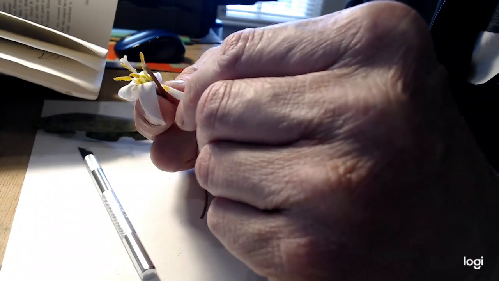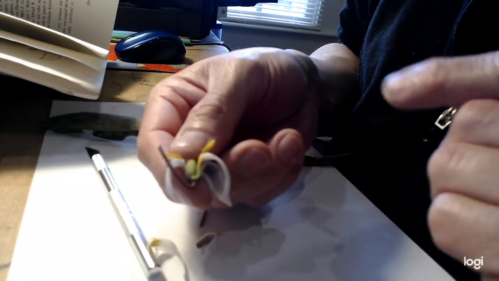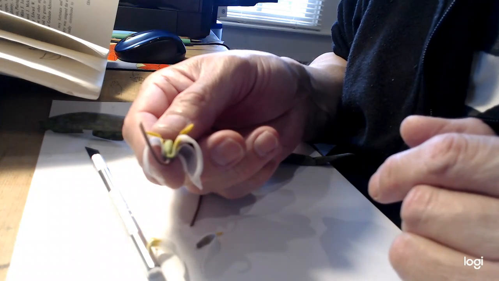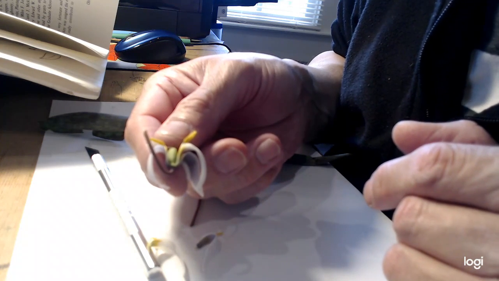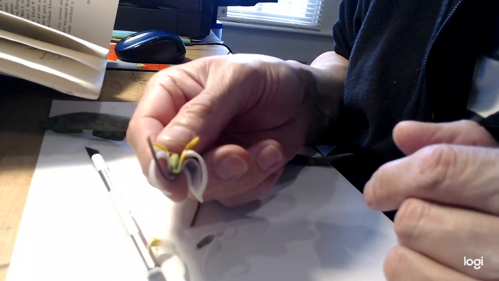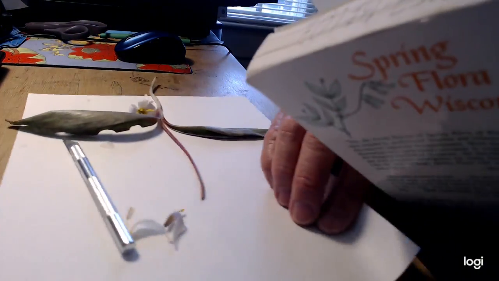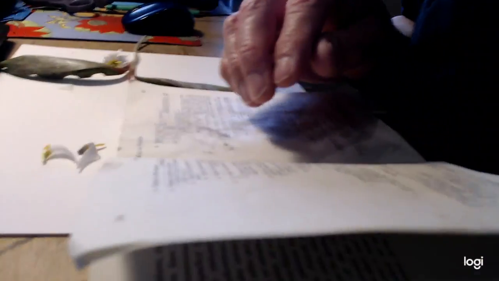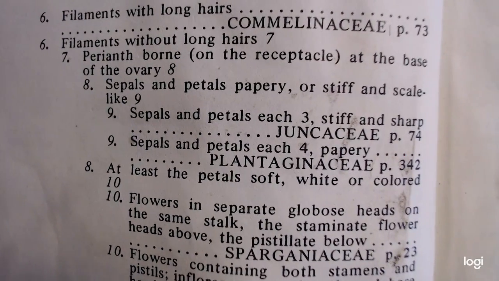And then, so what I'm going to do is I'm going to pull this off, because we do have to take a look at it. And we could see that the attachment of the calyx, the corolla, and the stamens is at the base of the ovary. So this is a hypogynous flower. Okay, and that's what the characteristic is here that it says here. Perianth borne on the receptacle at the base of the ovary, so that'd be number 8.